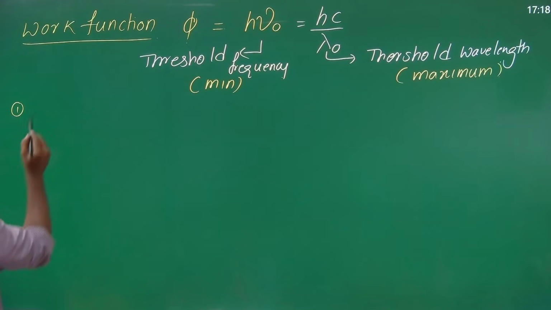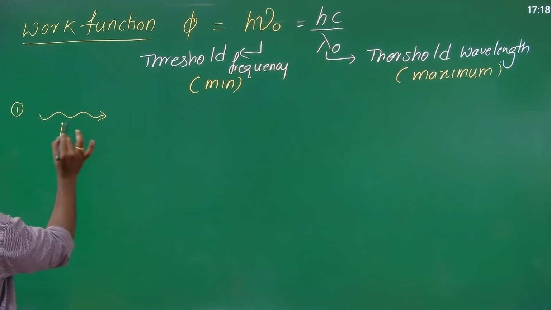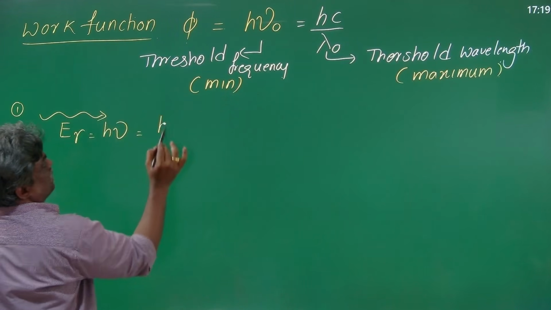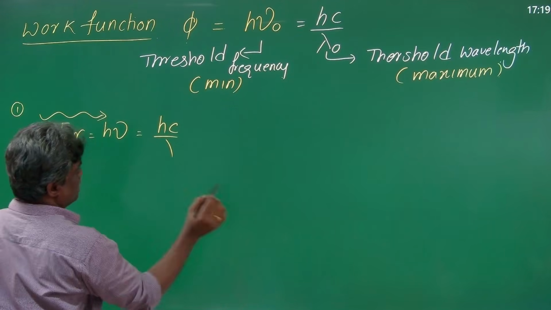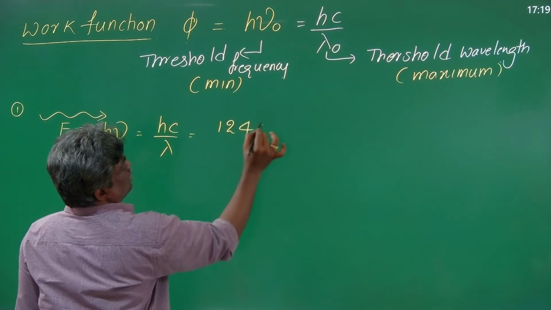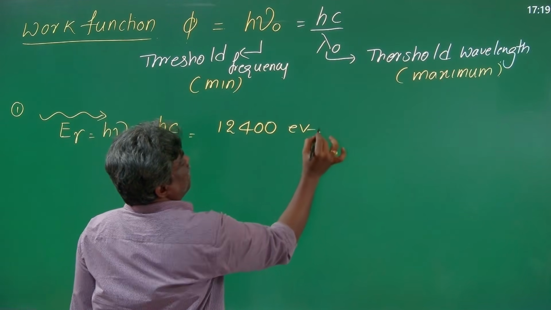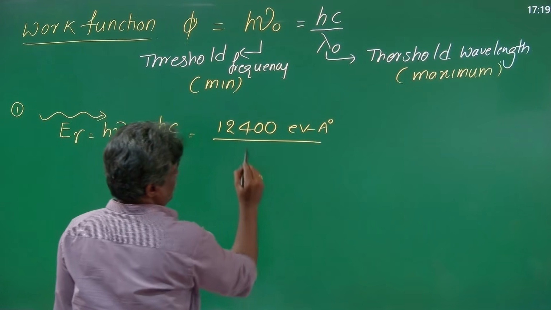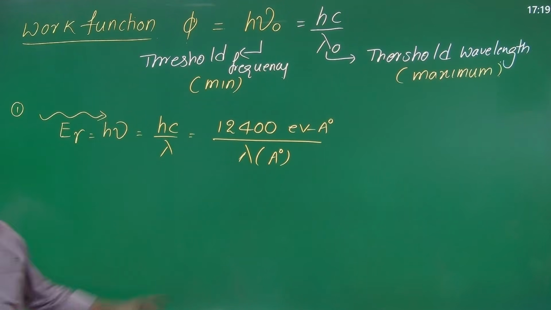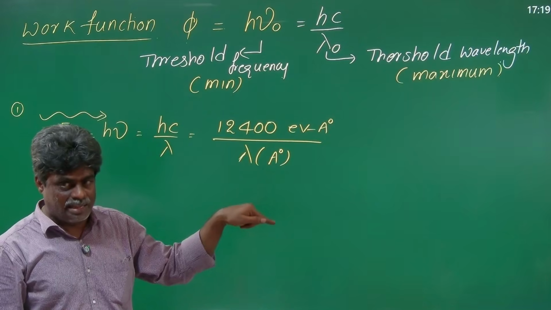Next point. From the beginning onwards, we are saying something like photon. So if this is the photon, can anybody tell me what is the energy of the photon? h nu, which is nothing but hc by lambda. And the hc value is 12,400 eV angstrom by lambda in angstroms. So 12,400 eV angstrom by lambda in angstrom.